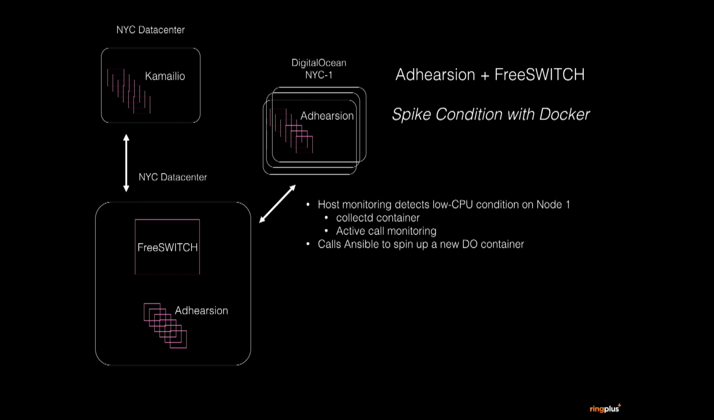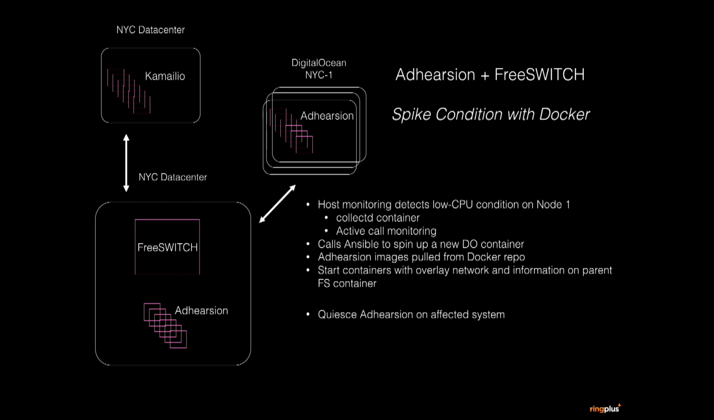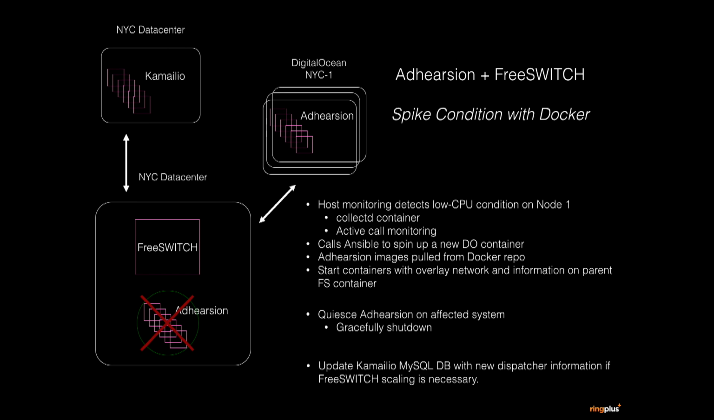You can do active call monitoring. You notice that something is going wrong, you don't have enough CPU time, whatever else is happening. You use Ansible to spin up a new DigitalOcean container because you need to rapidly turn this on. It starts up, and you get the overlay network running real quick. You can then quiesce the adhesions that are on that box with FreeSWITCH so that it has more room to grow. Maybe FreeSWITCH needs more CPU power on there.